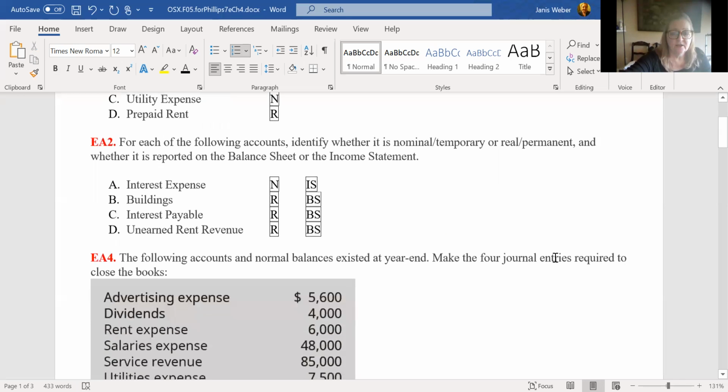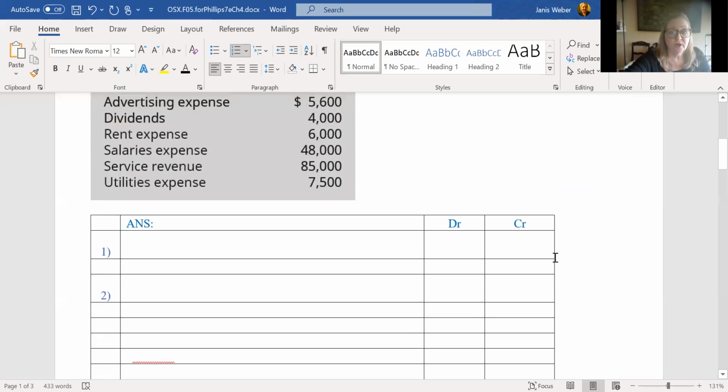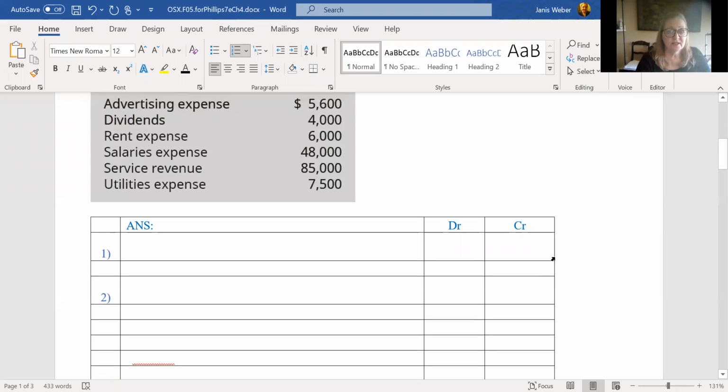All right, EA4. The following accounts and normal balances existed at year end. Make the forward journal entries required to close the books. Now this assumes the 4-step method, but the 2-step method is exactly the same thing. It just squishes together entries 1, 2, and 3. So we're going to look at these accounts to see which ones should be closed in the first entry. That would be only revenue accounts. And then which should be closed in the second entry. That would be only expense accounts. And then the dividends will be closed in the last entry, or the 4th entry.